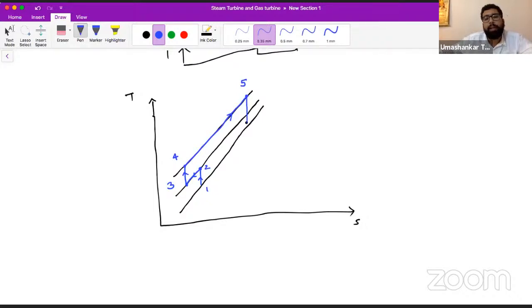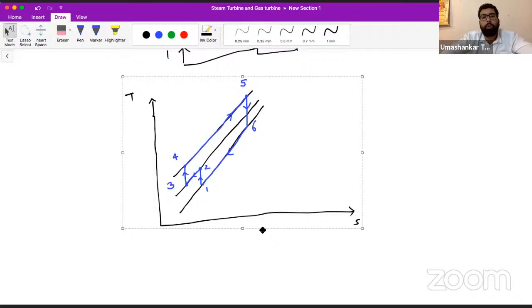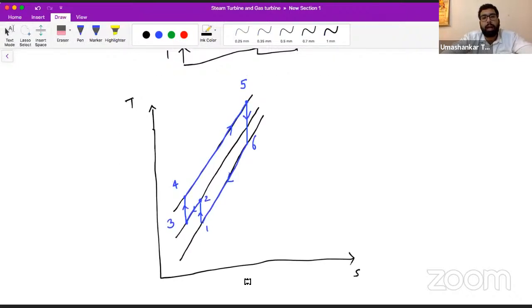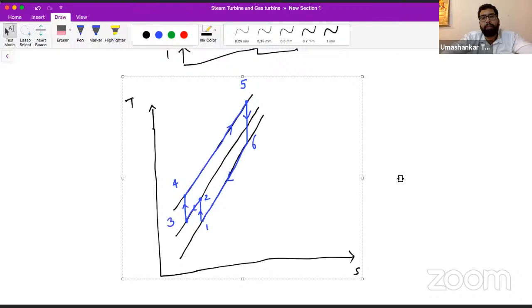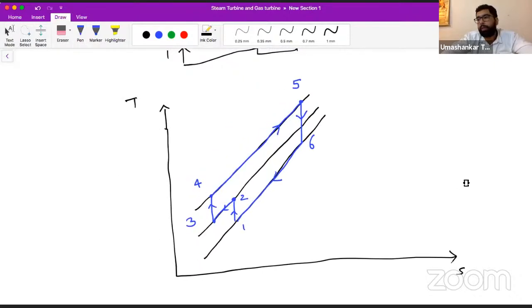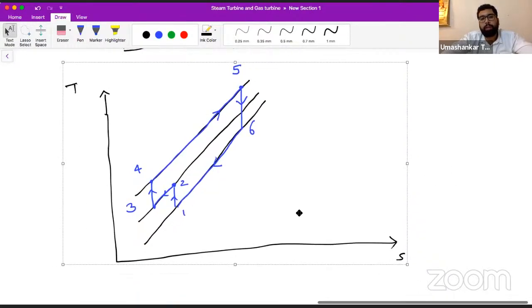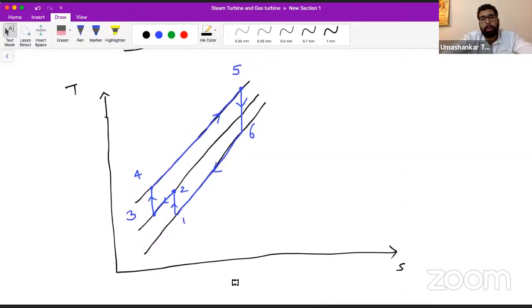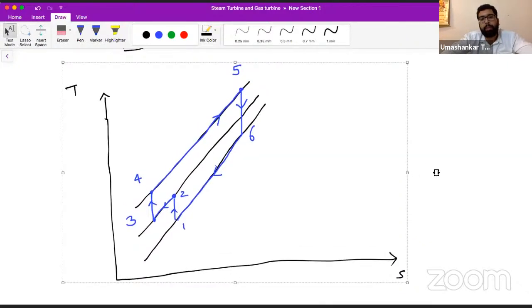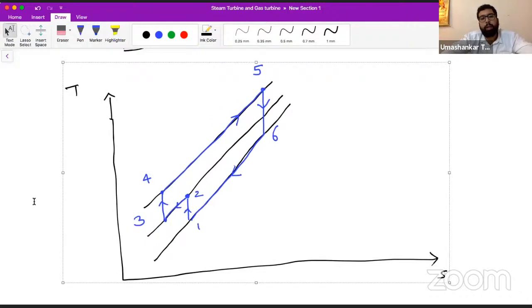Then what will happen? Isentropic expansion will take place, and after that heat rejection will take place. So do try to make this point 6 above this 4. Okay, I have just expanded it a bit because I thought it was getting a little too small. So now I think you can comfortably see it. Okay.